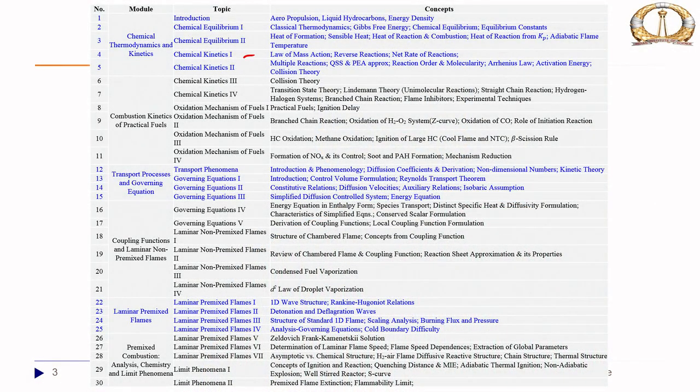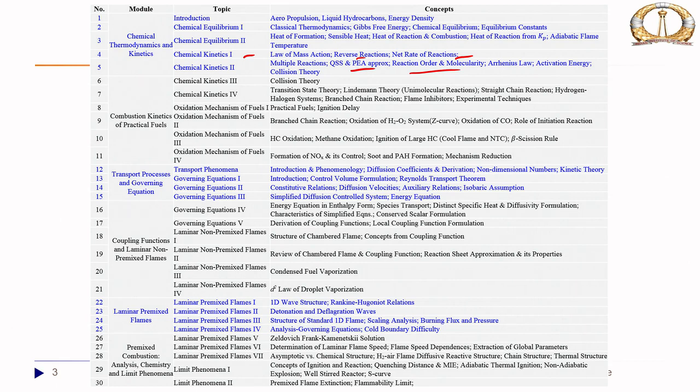Okay. So, then we looked into chemical kinetics. We looked into the law of mass action, which is the founding pillar of chemical kinetics. We looked into reverse reactions, we looked into net reactions, and we looked into multiple reactions, how to handle multiple reactions, the quasi steady state and the partial equilibrium approximations. We looked into reaction order, molecularity, we looked into Arrhenius law, activation energy, and collision theory.